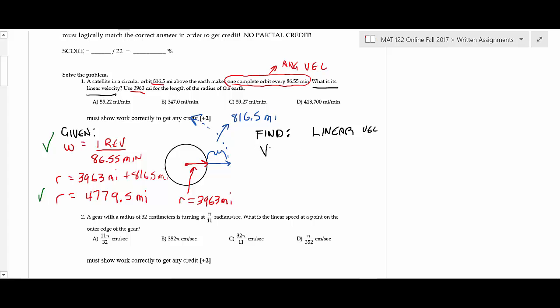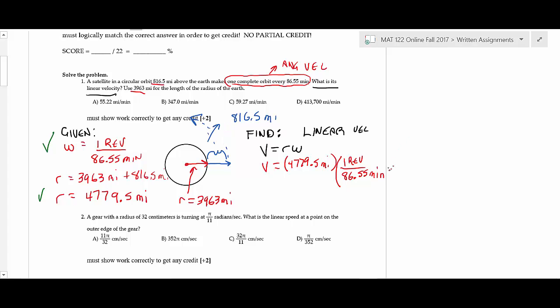We have a formula that is V equals R omega, so we have everything we need. The first thing I'm going to do is put this in the formula. We're going to use 4,779.5 miles, but then our angular velocity needs to be converted to radians per minute. So we have one revolution taking place in 86.55 minutes. That's a pretty fast satellite.